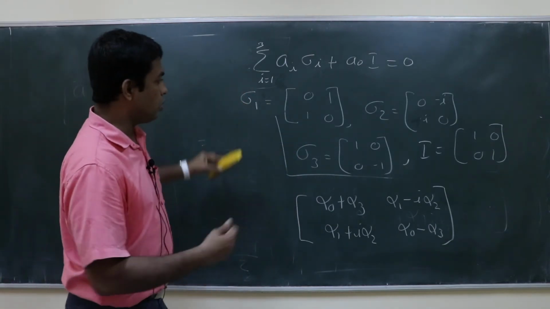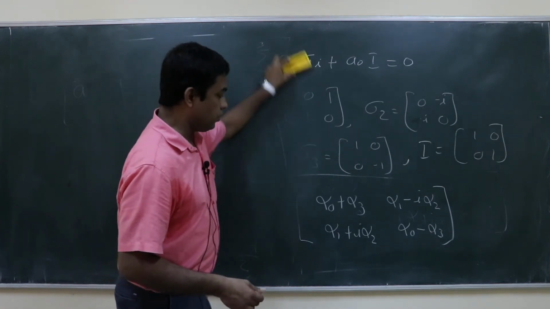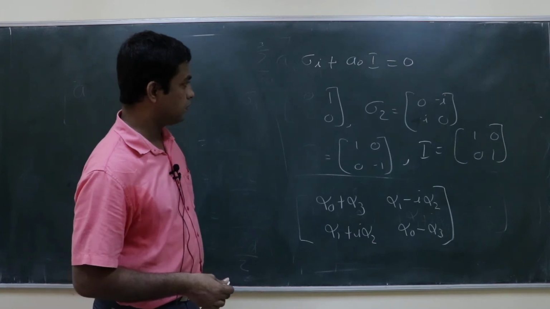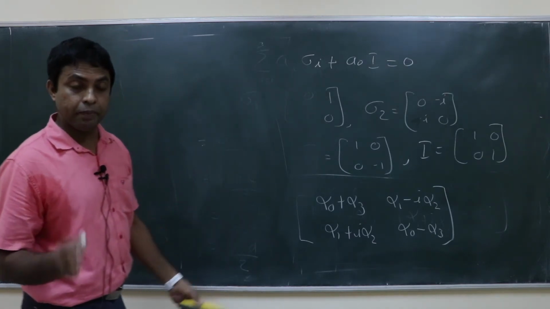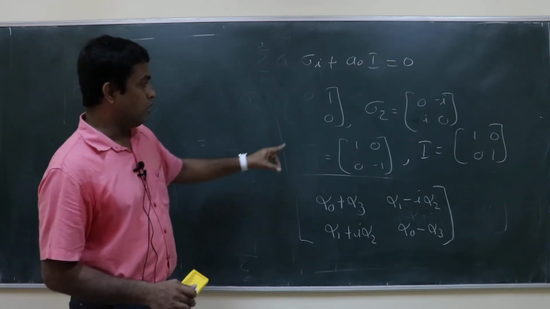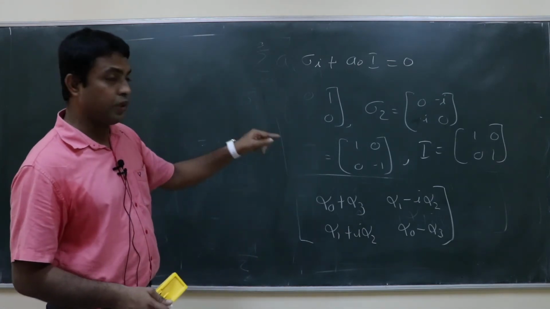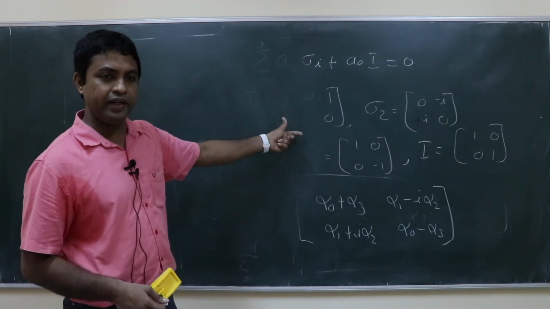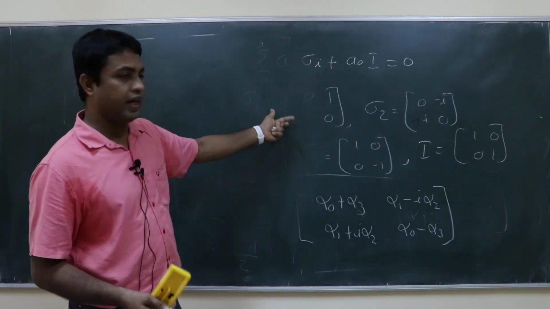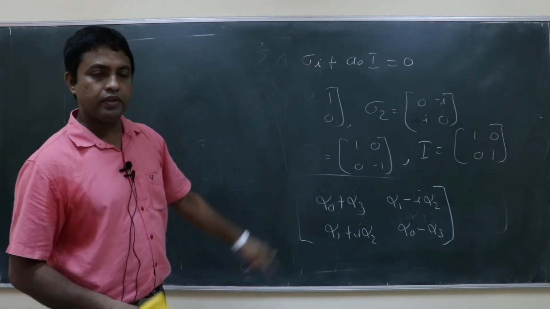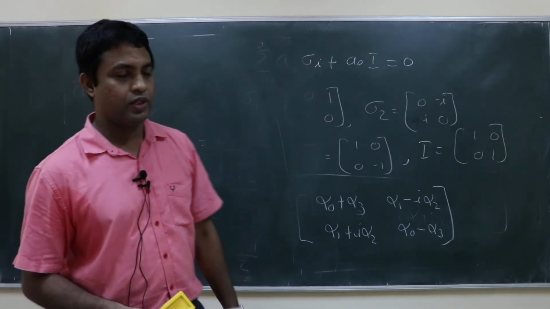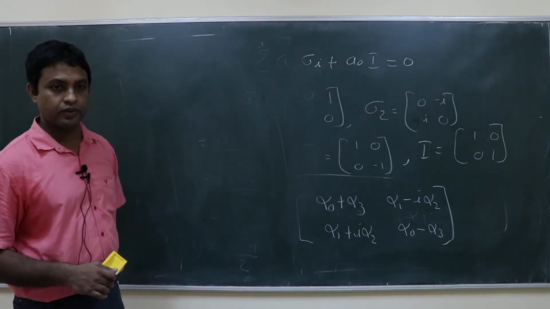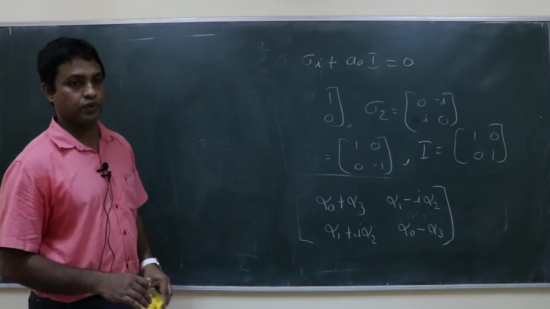So in that case, do they form a basis? Yes, they are linearly independent. Basis means they should be linearly independent, and that is what we are showing now. If they are linearly dependent, then it is not a basis. If you can write one in terms of the others, it means they are linearly dependent. But we cannot write any in terms of the others.